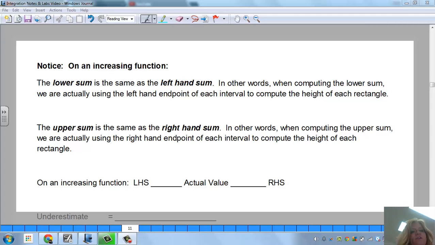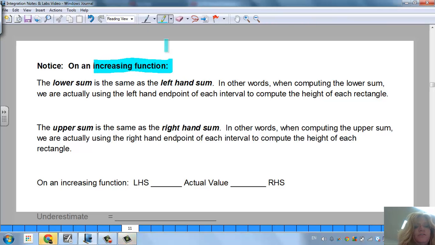Welcome back. This is our third video on area and finding the distance traveled by using area. This video is a summary of our first two examples, and then we're going to do another example together. On an increasing function, the lower sum is the same as the left-hand sum, or the left endpoints, if you will.